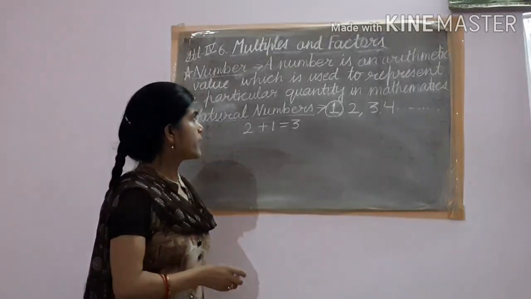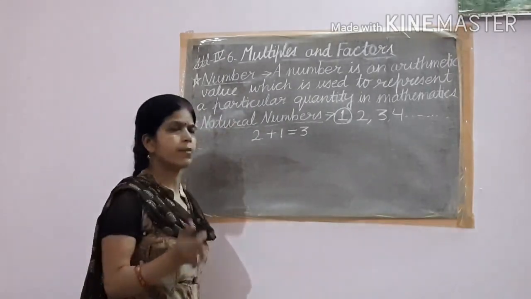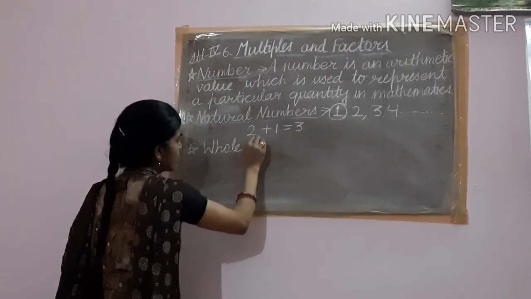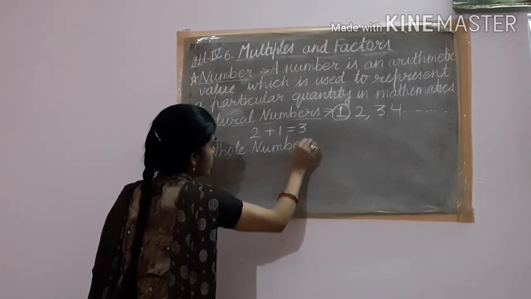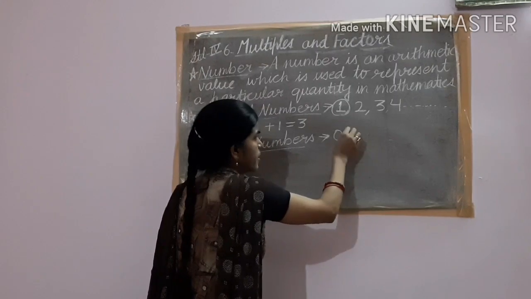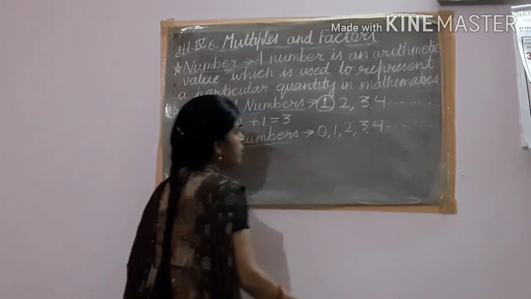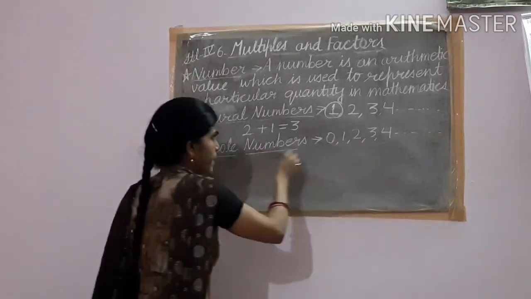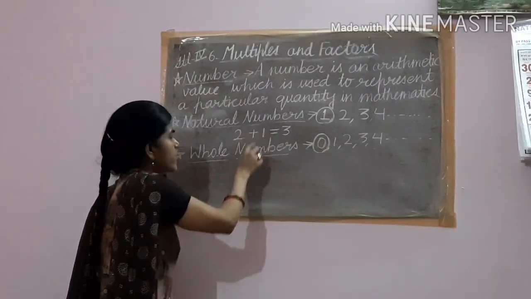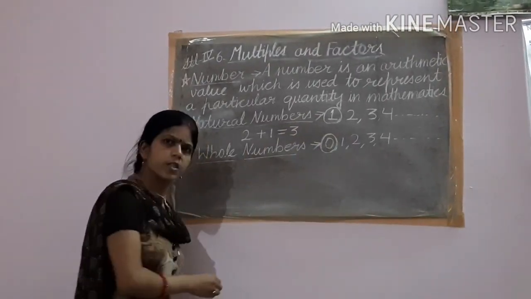So children, how many natural numbers are there? There are infinite natural numbers. Now next, come to the whole numbers. Counting numbers, that is 0, 1, 2, 3, 4 and so on, are called whole numbers. And in this pattern, 0 is the smallest number. What is the difference between natural and whole numbers? In natural numbers, 0 is not there, and in whole numbers, 0 is there.